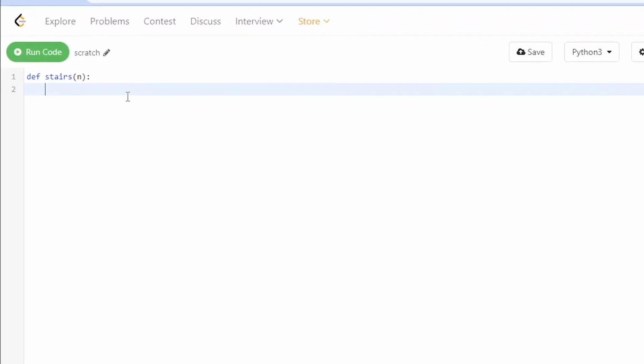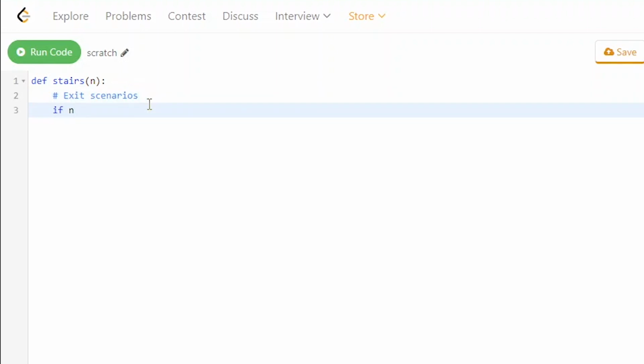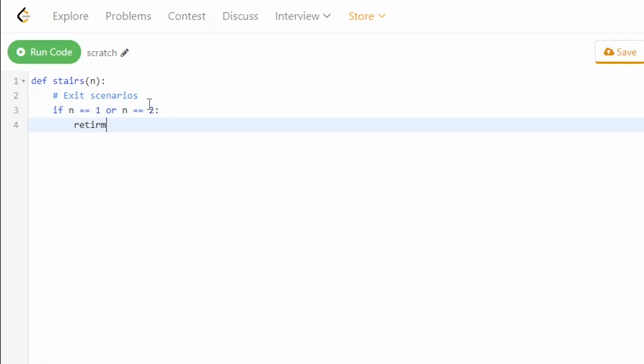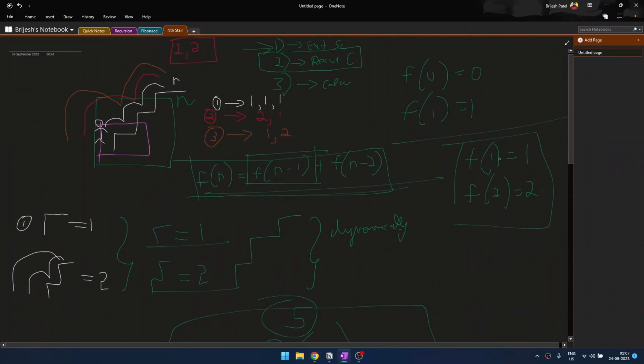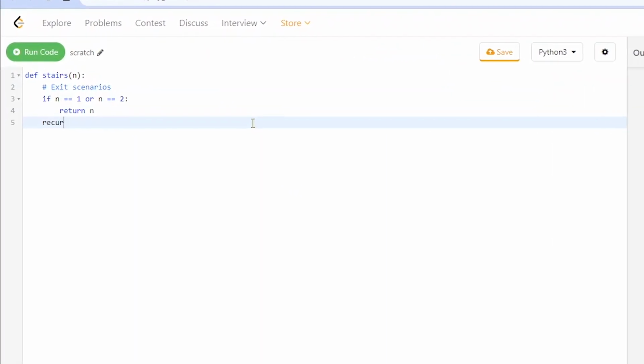So let's do the exit scenarios first. If n equals 1 or n equals 2, then we would return n. As I have mentioned here, if f of 1 is 1, then it's 1, and if f of 2 is 2, then it is 2. Then the next would be the recursive call.